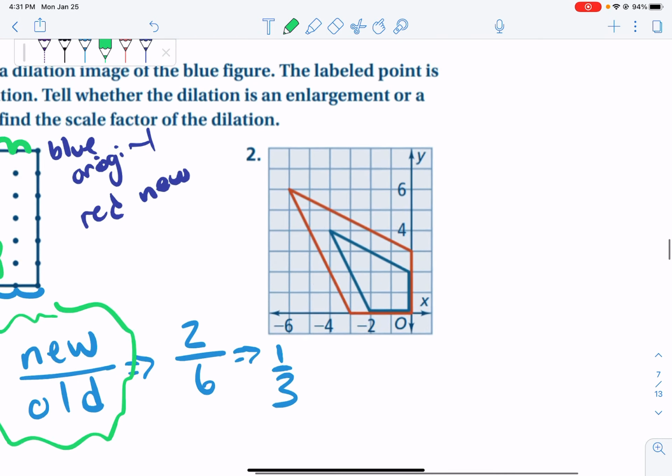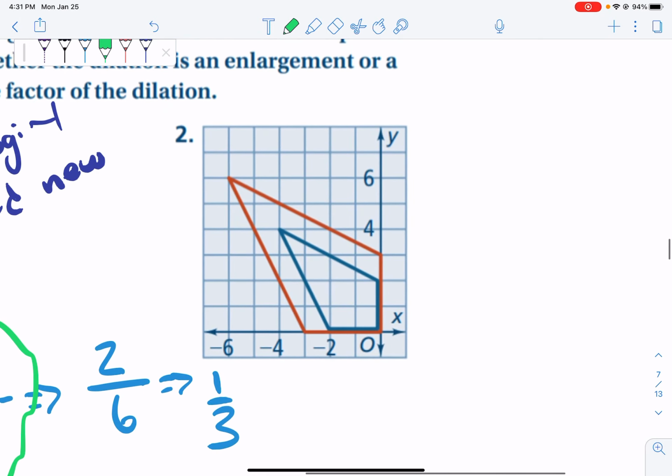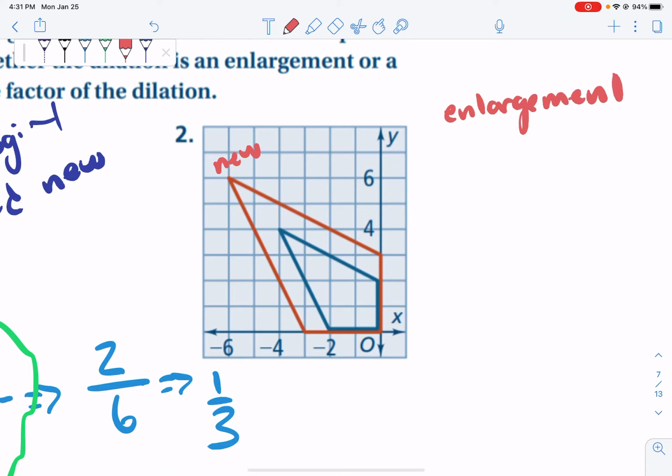So number 2, the red is the new one. My red is new. So that means, and again, hopefully you can at least figure out this part, that means it's an enlargement, right? My shape got bigger. So now what I want is my scale factor. Okay, so I measure any part of the new shape.